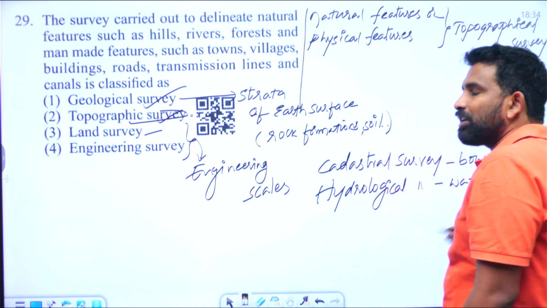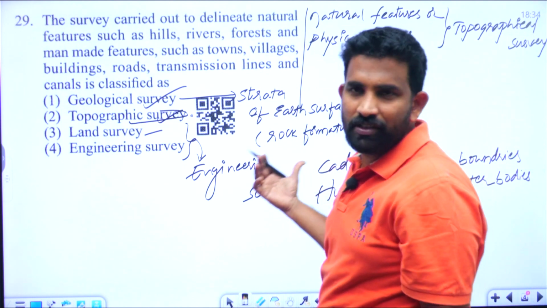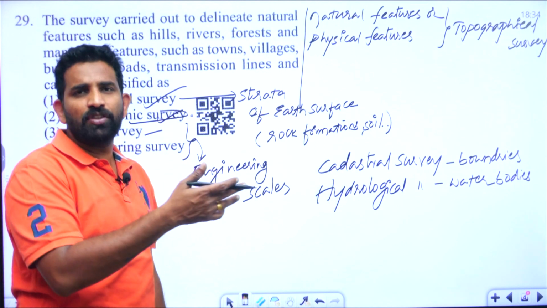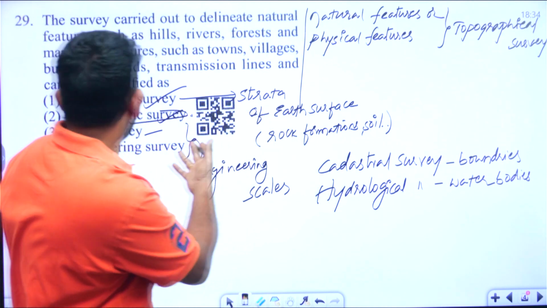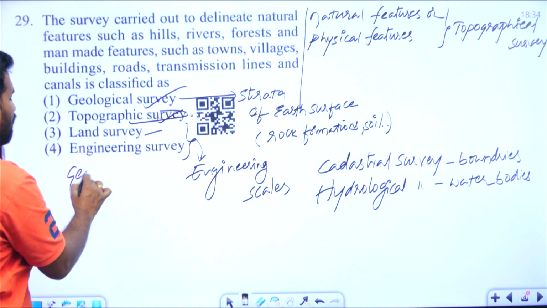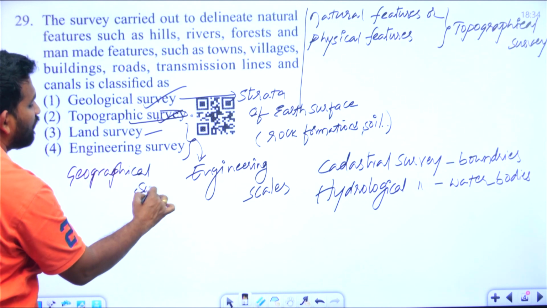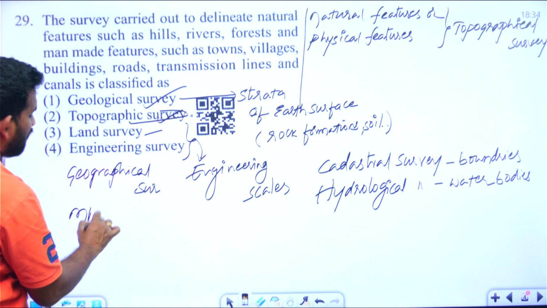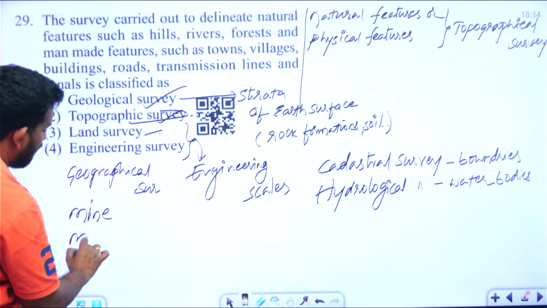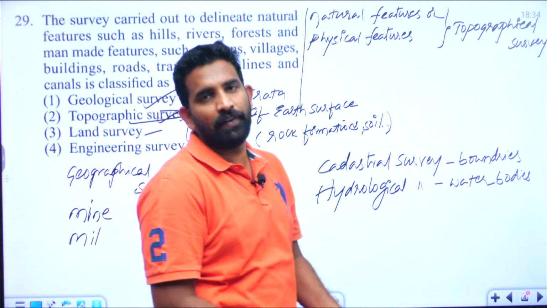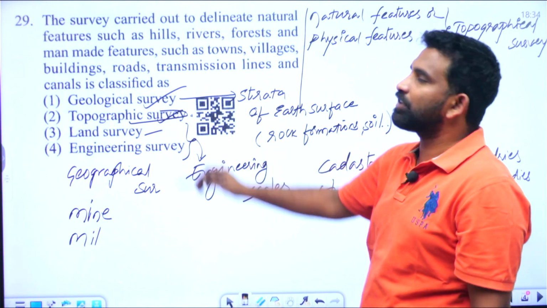Likewise, the archaeological survey deals with the archaeological things like the old things. Okay. Likewise, we have other different types of surveys, like geographical survey. We can also take the geographical survey that deals with the atmospheric conditions. Okay. And also we have mine survey that deals with the minerals. We also have military survey that deals with strategically important places. Okay, so we have to know all of the types of surveys so that we will be easily able to answer this kind of question.